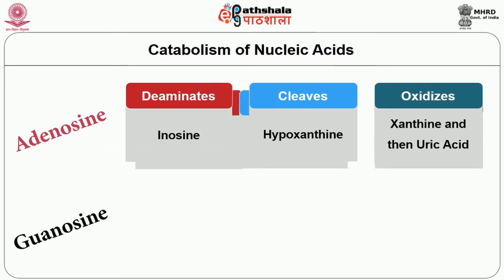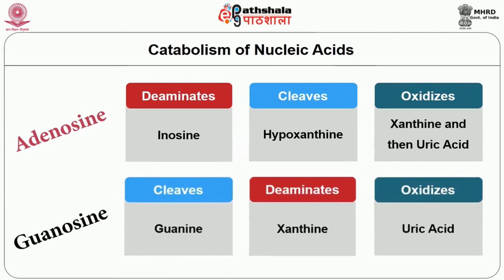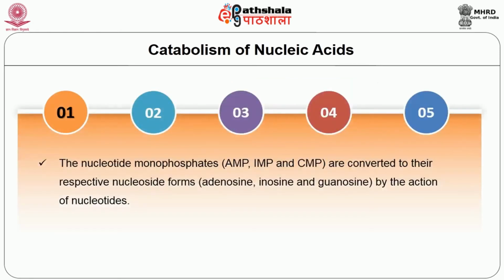Guanosine first cleaves to release guanine, then deaminates to become xanthin and then oxidizes to form uric acid as before. In general, the nucleotide monophosphates, namely AMP, IMP and CMP, are converted to their respective nucleoside forms, that is adenosine, inosine and guanosine, by the action of nucleotidase.